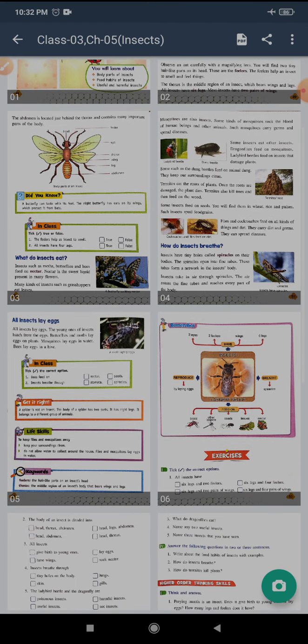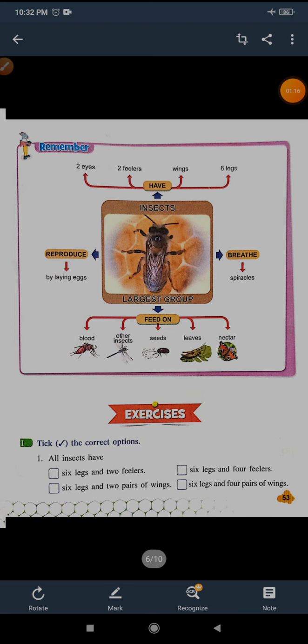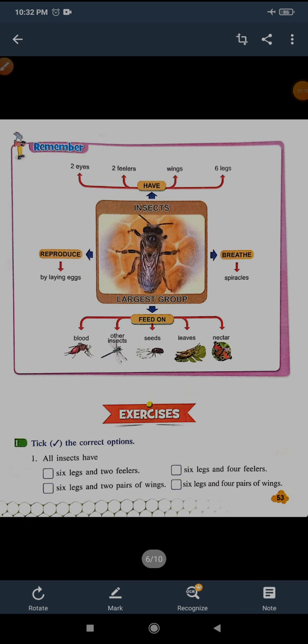Okay, so these are your exercise questions. From here it is starting. Now children, this is the first section question. This is the objective section, in which each question has four options, of which only one is correct.